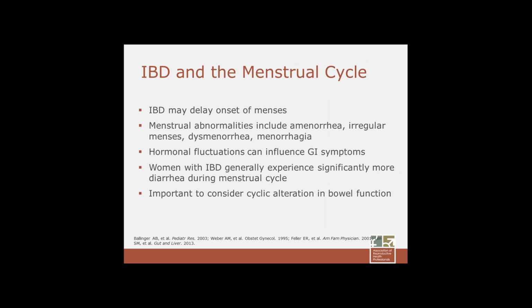It's not entirely clear whether they're at increased risk for any of these, but we do know that hormonal fluctuations can influence GI symptoms. So in turn, what that generally means for the clinicians and the providers is that women with IBD generally experience significantly more diarrhea during their menstrual cycle because of hormonal fluctuations, and thus they may see cyclical patterns to their bowel function. And it's certainly important to consider this alteration and pattern because you don't want to necessarily be treating what you think is a flare if it's really just hormonal variation. Next slide.